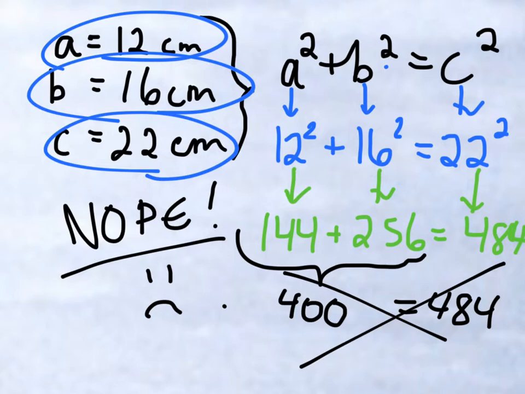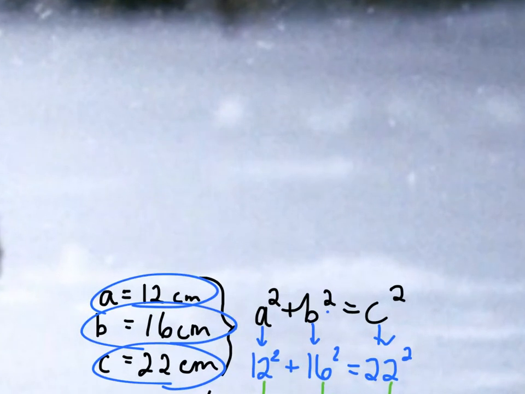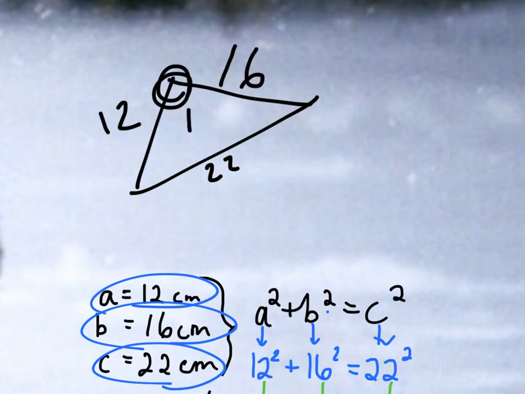And what that means is if we were to draw a triangle to scale here that had these dimensions, so we'd have one that's 22 centimeters long, one that's 16, and one that's 12. Our conclusion, since these do not form a Pythagorean triple, would be that this angle here is not 90 degrees.